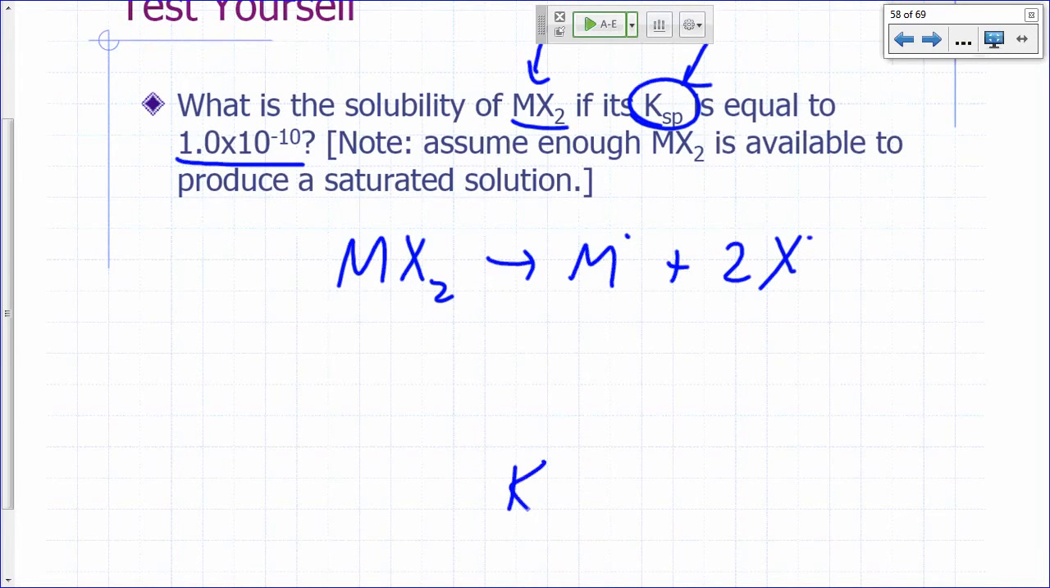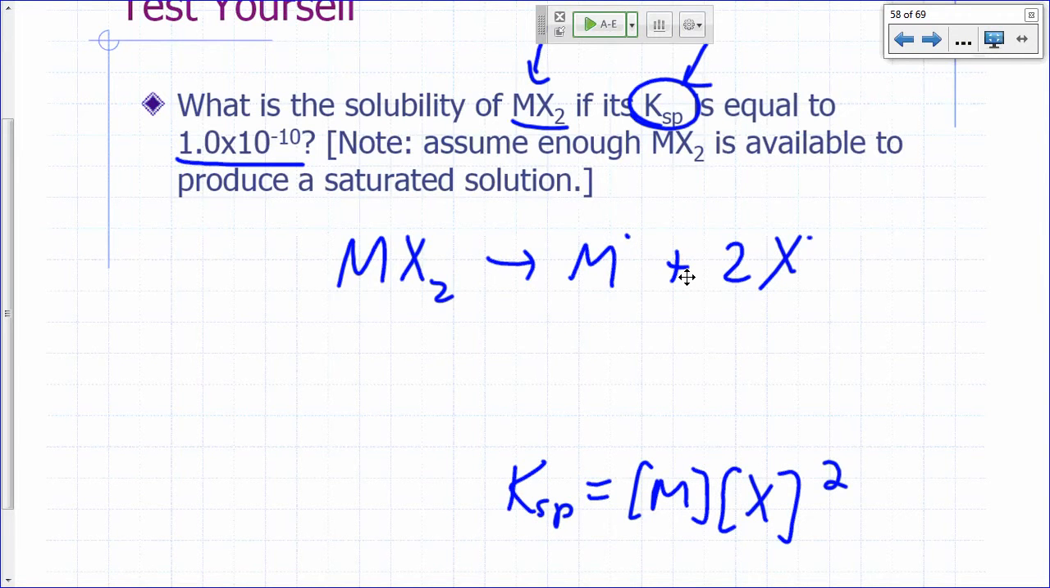KSP would be the concentration of M times the concentration of X squared, right? So let's set this up. The initial conditions would be an excess amount of solid because you're making a saturated solution. Anytime you're dealing with a solubility problem, in order to get an ion product, a Q, that's equal to KSP, you have to have at least some excess solid there. The activity would be 1.